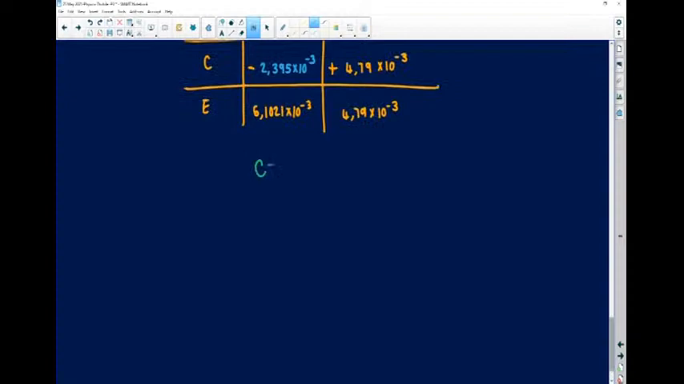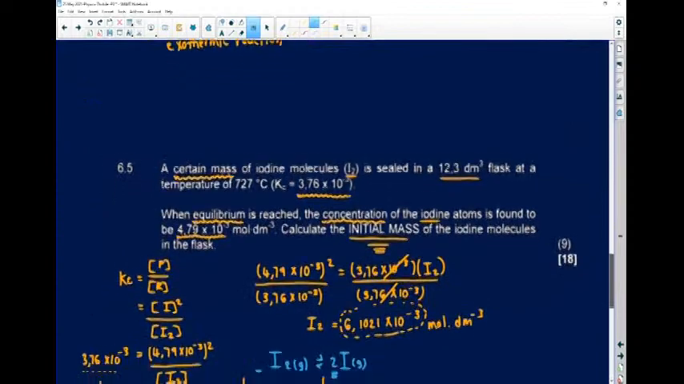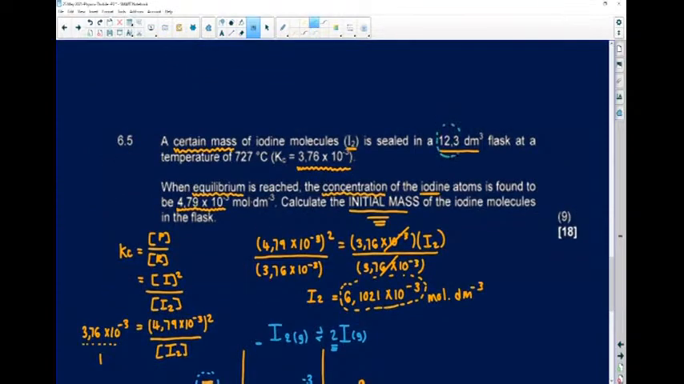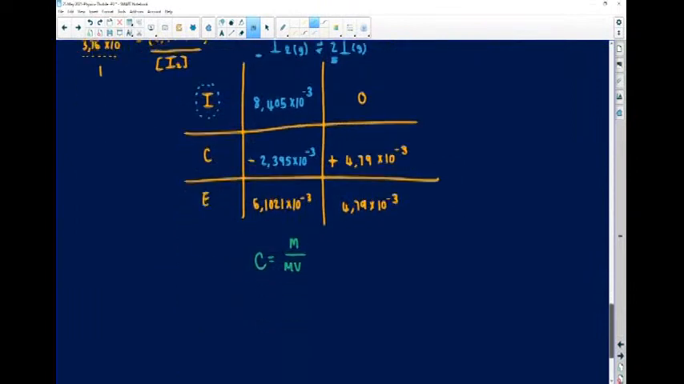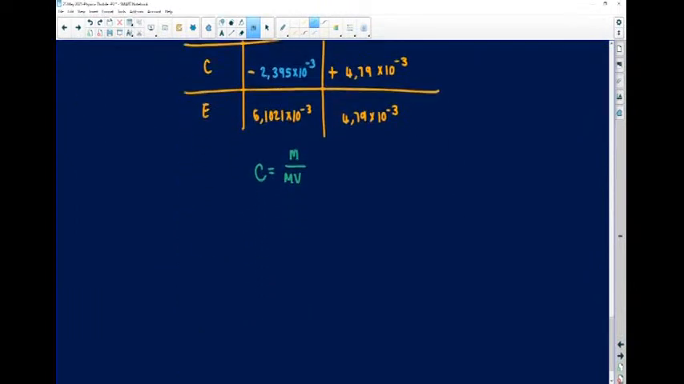I'm going to use the formula C is equal to M over big M and then V. I'm going to use this one because I do have the concentration. I'm looking for my mass. I do have my molar mass as well as my volume. Remember they told me it is in a flask which is 12.3 cubic decimeters. So I do have all of that information, and this is the one I am looking for. I'm going to make M the subject of the formula. I'm going to put this over 1, cross multiply. M times 1 will give me M, and then I have my concentration multiplied by my molar mass and then my volume.